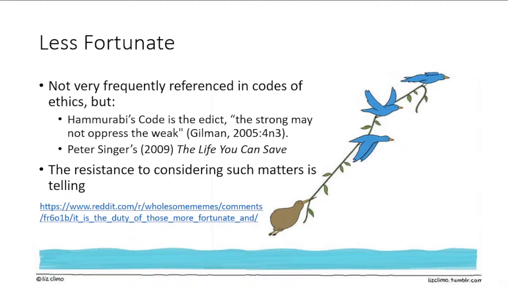Another group of people who could be considered the object or subject of our ethical codes is a group of people we'll call here simply the less fortunate. And there are many ways of describing what counts as more fortunate and less fortunate. What we find is that they are not very frequently referenced in codes of ethics at all. They show up in other codes, like Hammurabi's code includes the edict, "The strong may not oppress the weak." And Peter Singer talks about it in his 2009 book, "The Life You Can Save."